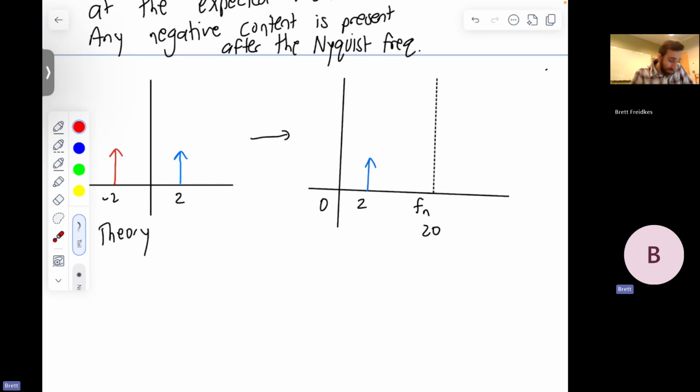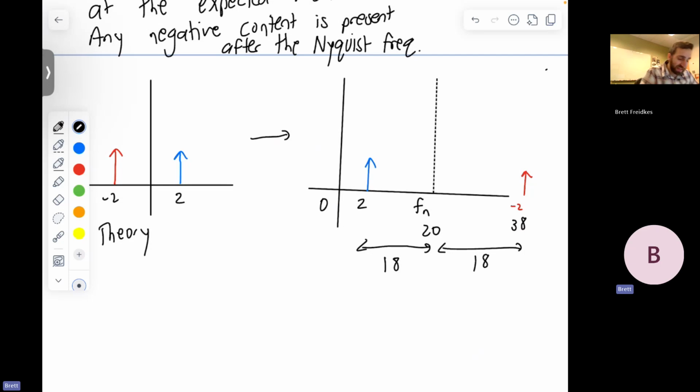So because that space is empty, MATLAB decides, let's go ahead and take our negative frequencies and put them over here, where it is symmetric about that Nyquist frequency. So this corresponds to negative 2. But in the plot, it would show up as 38 because of the fact that it is symmetric about the Nyquist. This is how MATLAB does it. They use this empty space for the negative frequencies.